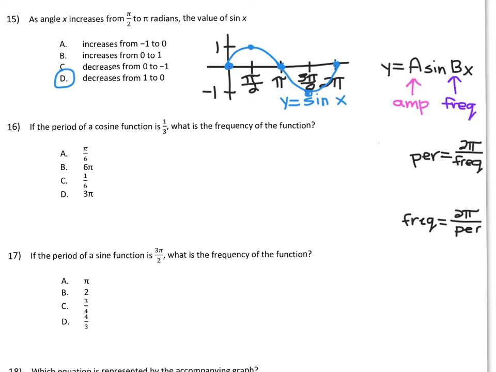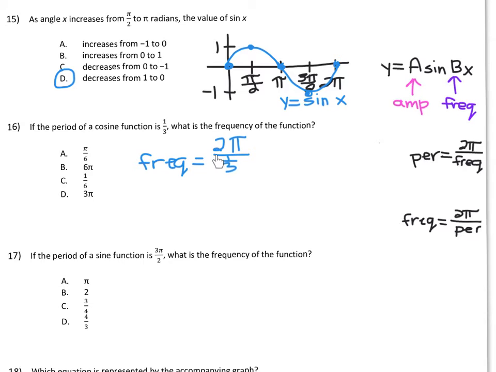All right, so in number 16, they tell us the period is 1/3, and they want us to find the frequency. Okay, so I'm going to use this formula. Frequency equals 2 pi divided by the period. Okay, so the frequency is equal to 2 pi divided by, and they tell us here the period is 1/3.